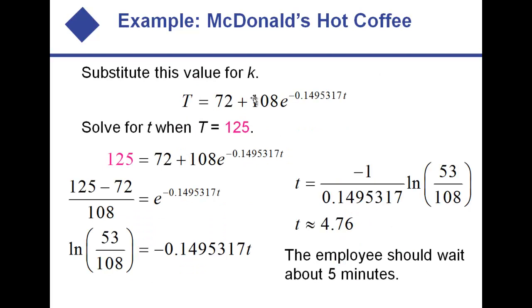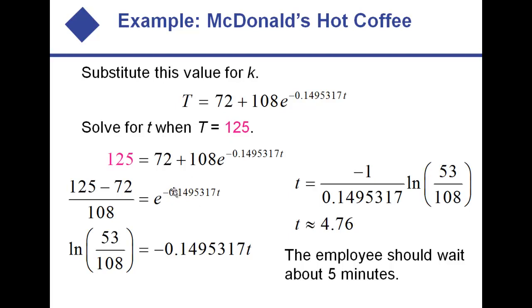So here we are back to our original equation, our simplified one with the 108 e to the negative kt. We solve for k, so we've got this big ugly looking number for k. We want to know how long it's going to take until the temperature is 125, so we put that in for T, and we're solving for little t, the time. Subtract the 72 over, divide by 108, and now we've isolated e. We're still trying to isolate our variable.